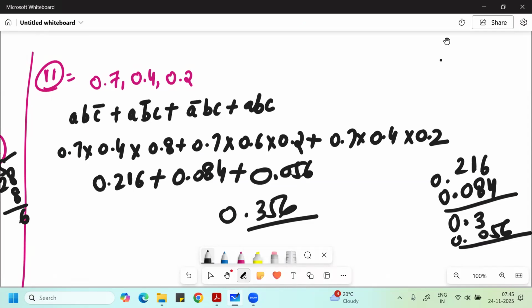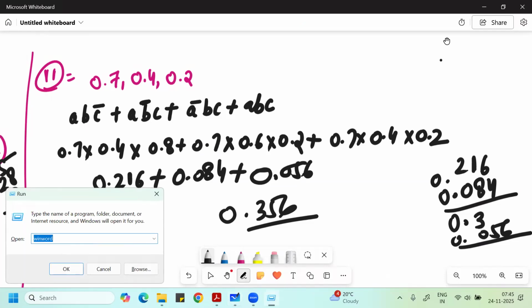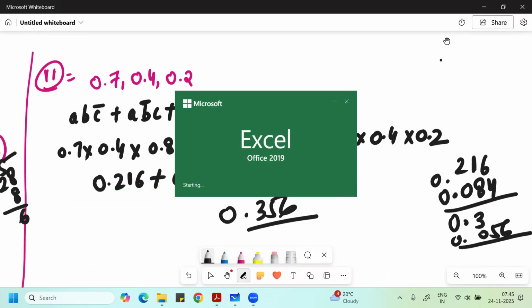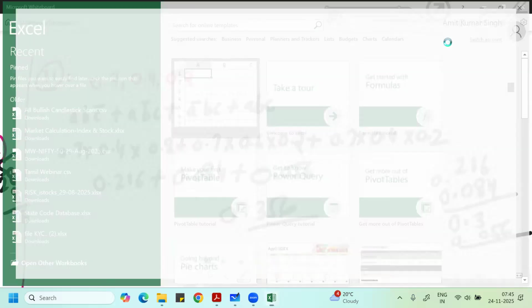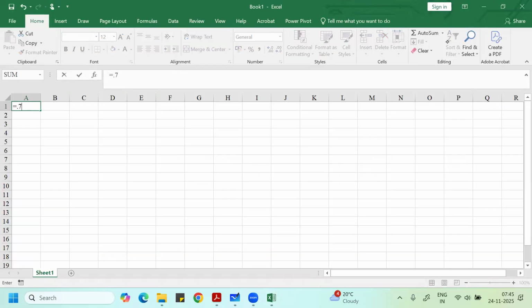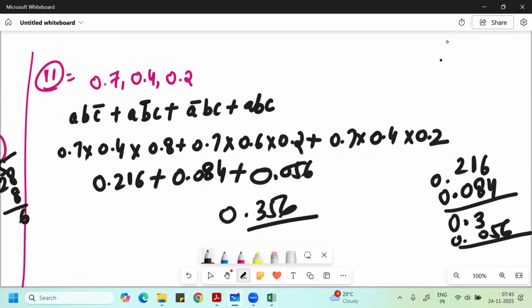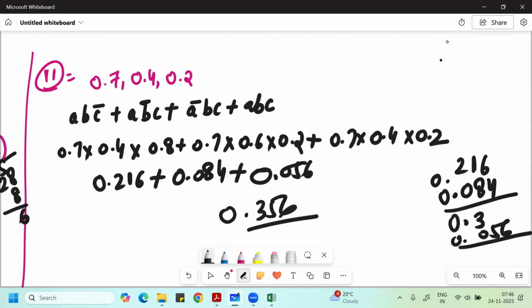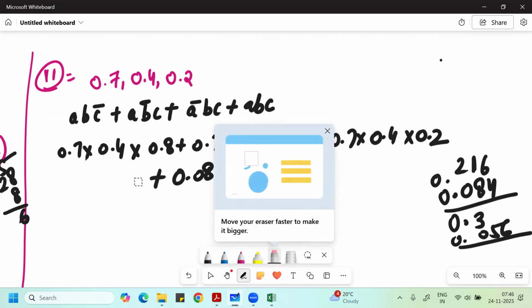Somewhere if there's a calculation mistake, check this. So 0.7 into 0.4 into 0.8. Check with calculator. 0.7 into 0.4 into 0.8 is 0.224. So this was a calculation mistake.